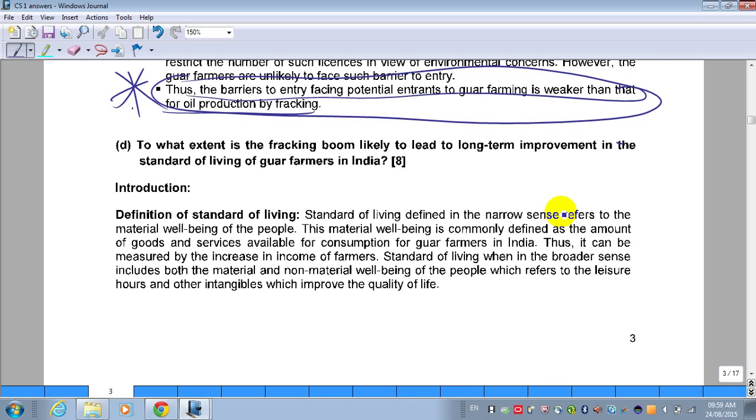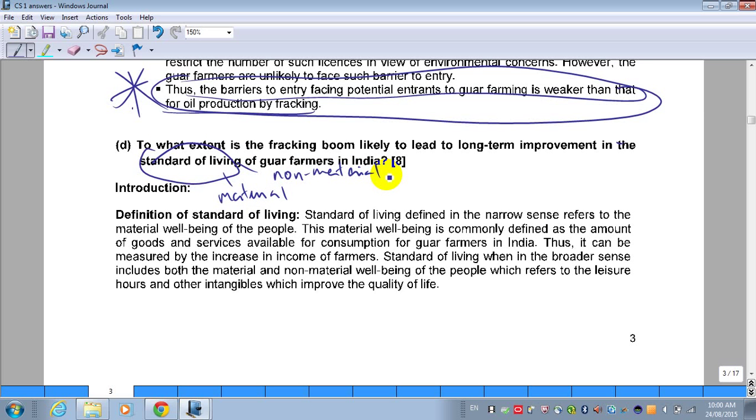Okay, next, for part D, to what extent is the fracking boom likely to lead to long-term improvement in the standard of living? Boys and girls, I'm thinking a lot right now. When I see the words standard of living, I think about the material and the non-material aspect of standard of living. And this is something that must come out. It must come out in your answer. It must come out, all right?